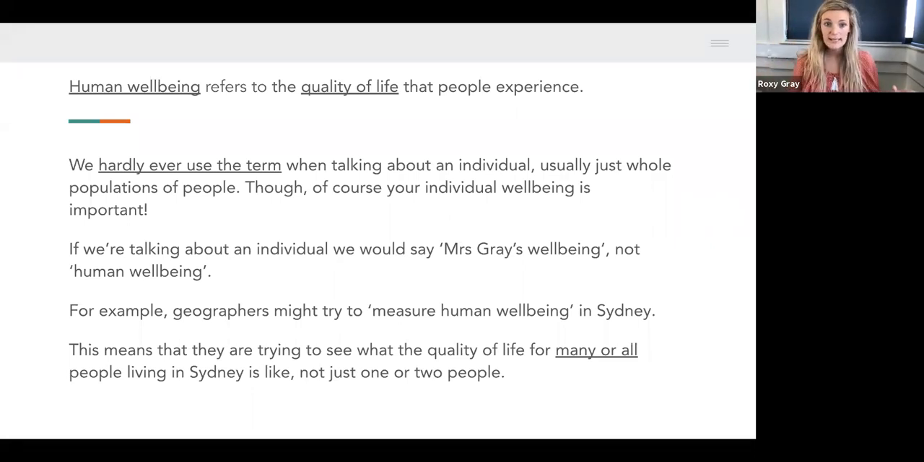But just so that we're clear, if we were talking about an individual, we would use that person's name. So we would say Mrs. Gray's well-being. We wouldn't say Mrs. Gray's human well-being. So it's like the word human just replaces the individual's name in that sentence. And so if you hear a geographer saying that they were going to try and measure human well-being in Sydney, you would be right to assume that that meant that they were going to try and measure the quality of life for many or all people living in Sydney, not just one or two people living in Sydney.